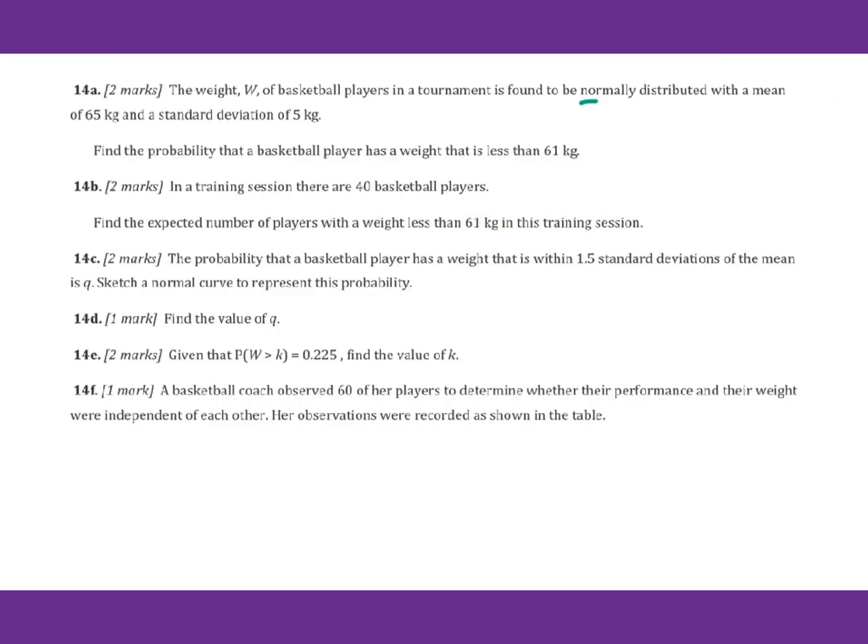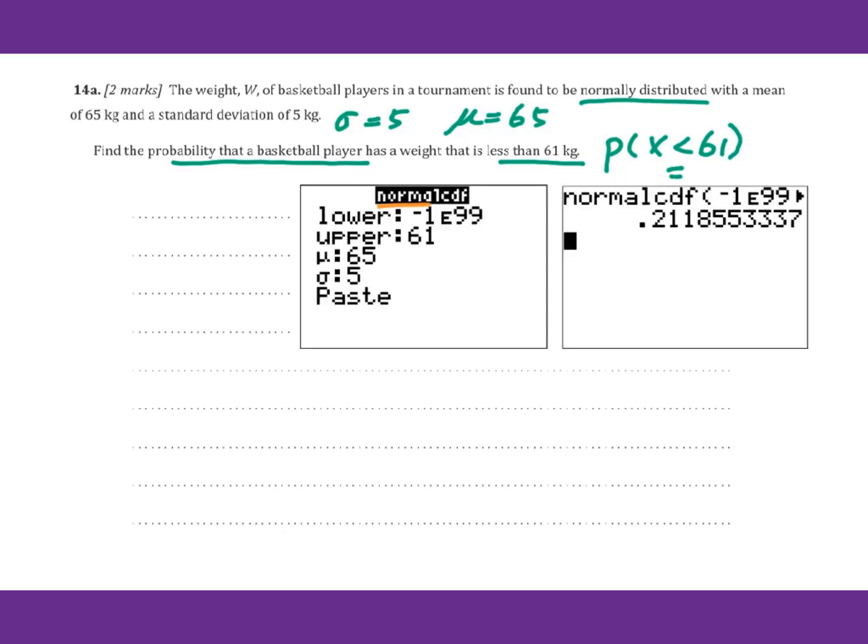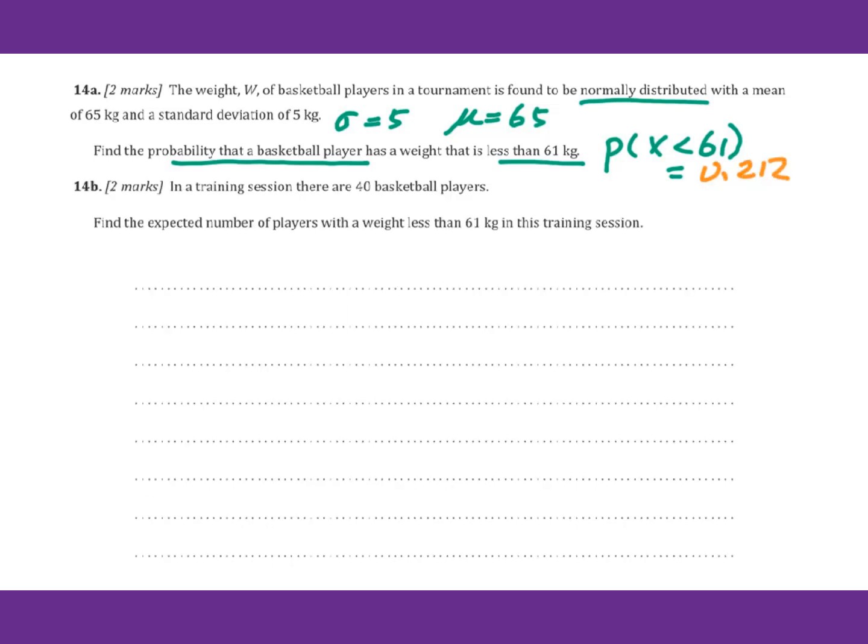14A is about normal distribution. We know the standard deviation is 5 and mu equals 65. That's the mean. Find the probability the basketball player has a weight that is less than 61. So we're looking for the probability less than 61. Go to normal CDF. We put in like this. And your answer will be 0.212.